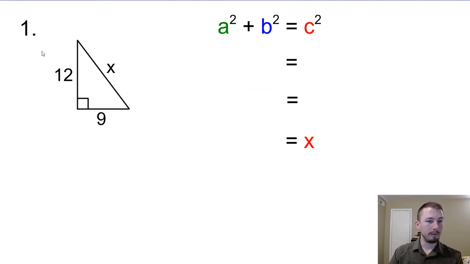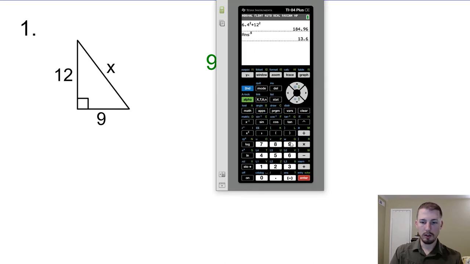All right, number 1. On this one, we want to find the missing hypotenuse length, and then we have 12 and 9. So the A squared and the B squared are going to be our 12 and 9. It doesn't matter which one's which, right? They're just going to be the legs. So I did 9 squared plus 12 squared is equal to x squared. And then I'm just going to put that right in the calculator. So 9 squared plus 12 squared, which is just 144, is going to be equal to 225.